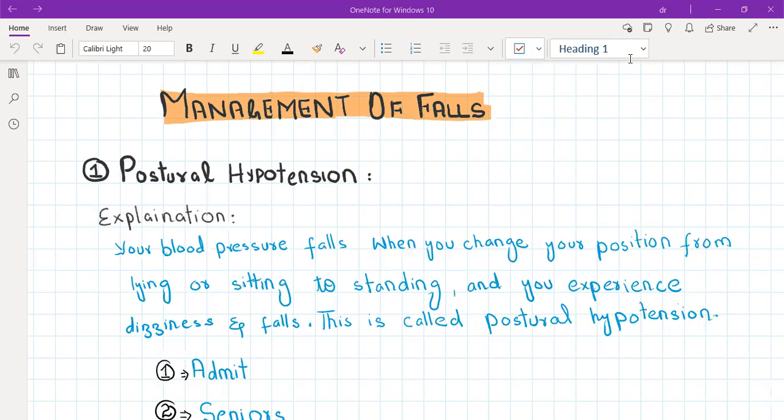So in postural hypotension, you will start your management by explaining the condition to the patient. You will tell him that your blood pressure falls when you change your position from lying or sitting to standing and you experience dizziness and falls. This is called postural hypotension.